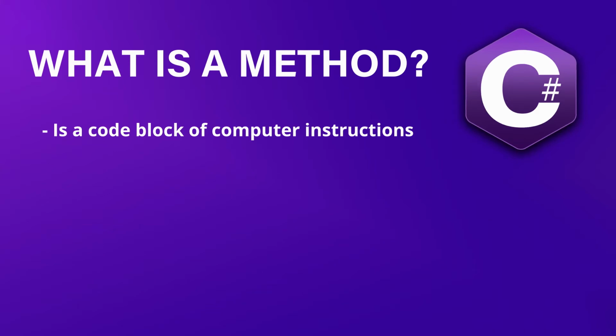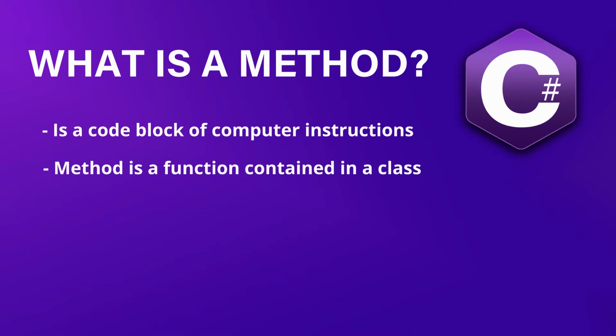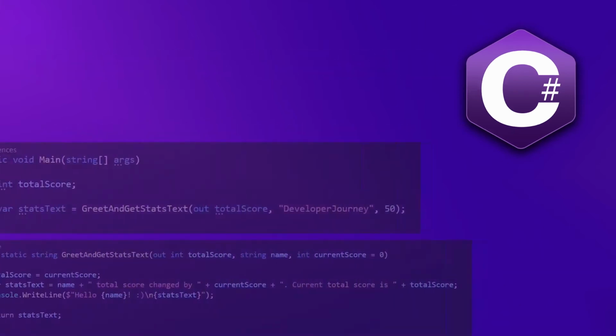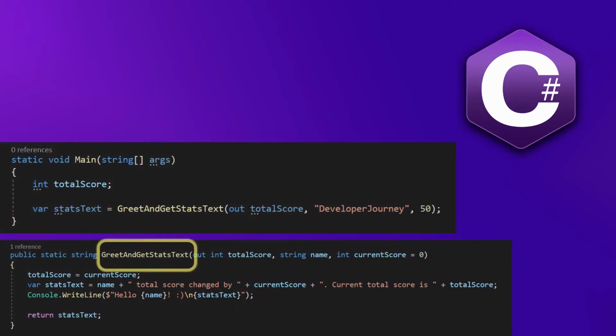You might think that it sounds like functions, and you would be correct. In C#, functions are methods because C# is an object-oriented programming language, and functions that are contained by a class are called methods. On the screen, you can see a hello name method example.